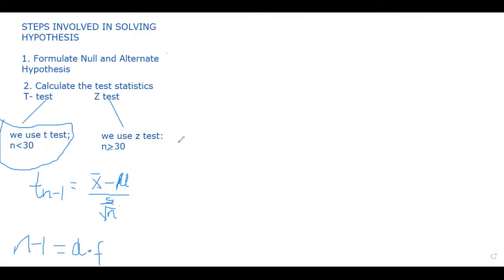And also with the z, it is also s bar minus mu, all over the standard deviation over square root of n.